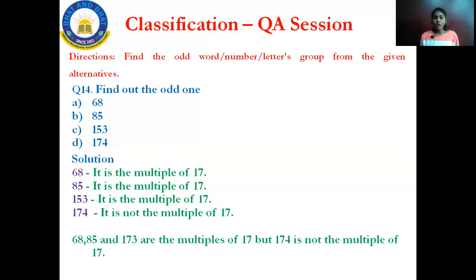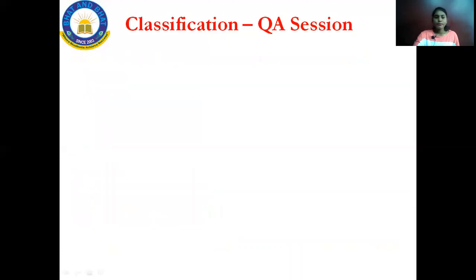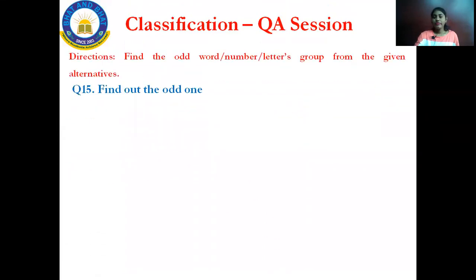So what is the correct option? Option D is the correct answer. This is how you have to solve the question answers based on number classification. I keep on stressing, please be thorough with the tables at least up to 20, and squares and square roots. If you're thorough with this much, you can easily solve the question answers based on these topics.